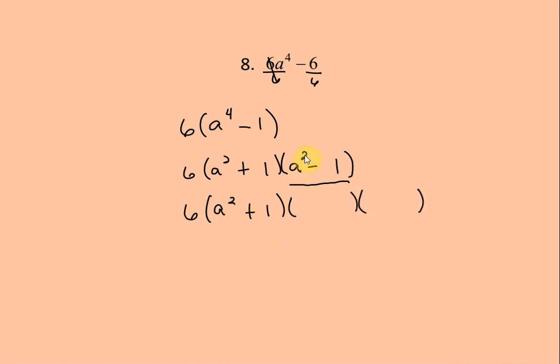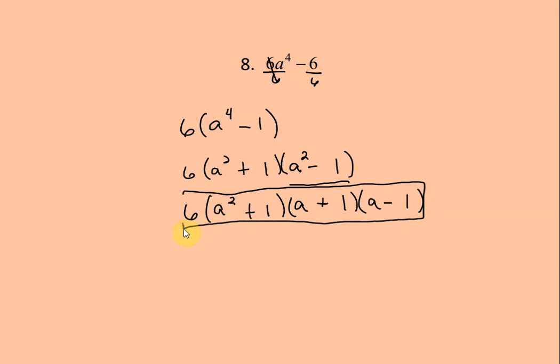The square root of a squared is a. The square root of 1 is 1. And 1 plus and 1 minus. And now it is completely factored, and this would be my solution.